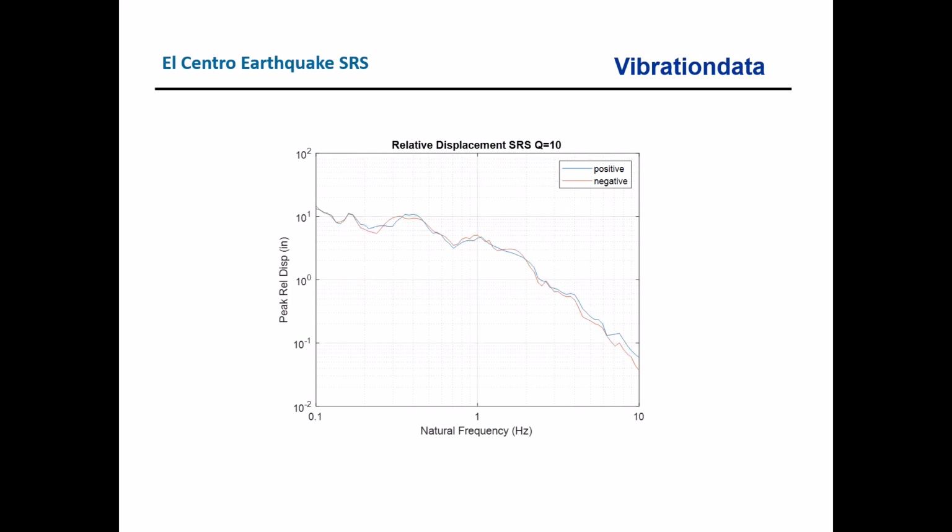Well, the third in the series is the relative displacement SRS, since Q is equal to 10, so peak relative displacement in inches, natural frequency in hertz. Now what this is telling us is that if we choose to have a lower natural frequency to minimize the response acceleration, the consequence or trade-off is we're going to have a high relative displacement. In fact, this value here may get to about 12 or so, maybe even higher than that, I think maybe 14 or something like that, inches.